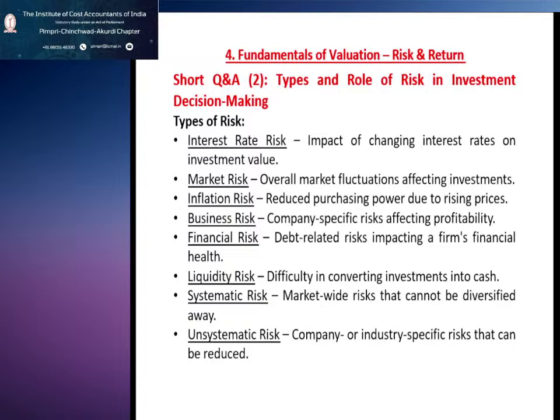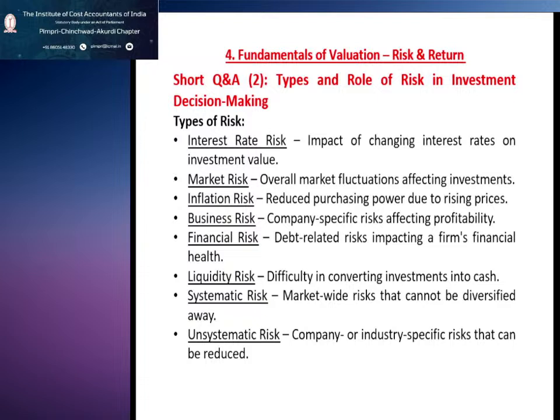Short question and answer two deals with the types and role of risk in investment decision making. Whether risk has any role in investment decision making. Yes, of course there is a big role that risk plays in investment decisions. So let's understand the types of risks, and then we'll see what role they play. The types of risk involved are the interest rate risk, the impact of changing interest rates on investment value. Market risk is the overall market fluctuations affecting the investments. Inflation risk is reduced purchasing power due to rising prices.